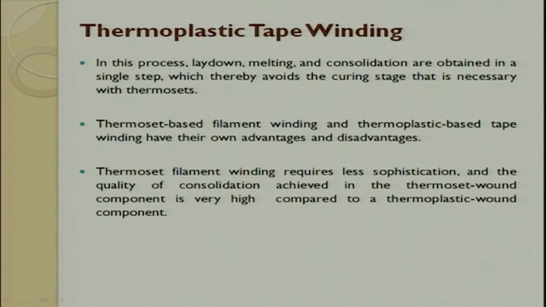So, in this process a lay down, melting and the consolidation are obtained in a single step. So, this avoids curing stage like a thermosetting process. So, that is what I said, thermoplastic processes, majority of the processes are one shot process, quick processes, you get the required output. The thermoset filament winding process and thermoplastic based tape winding process have their own advantage and disadvantages.